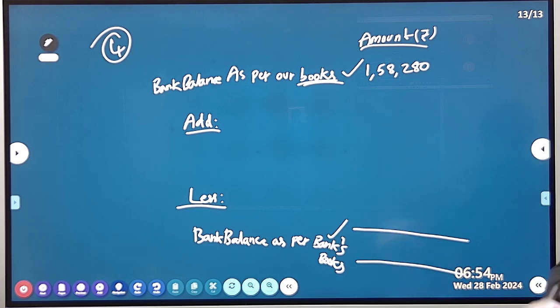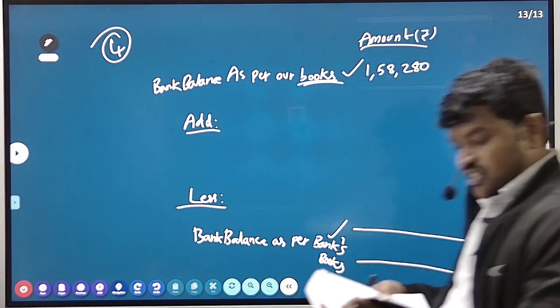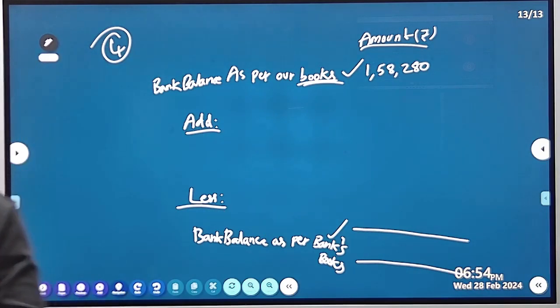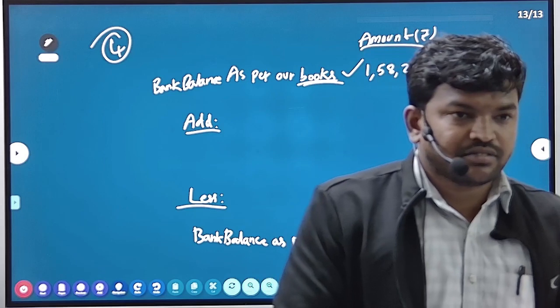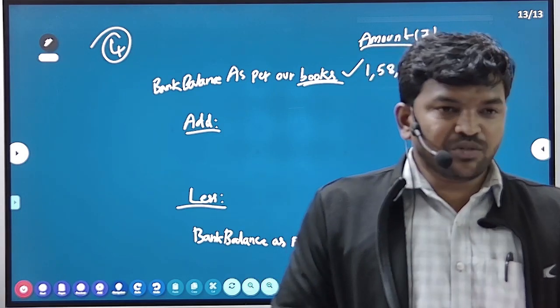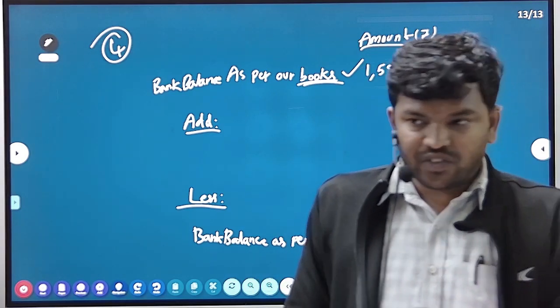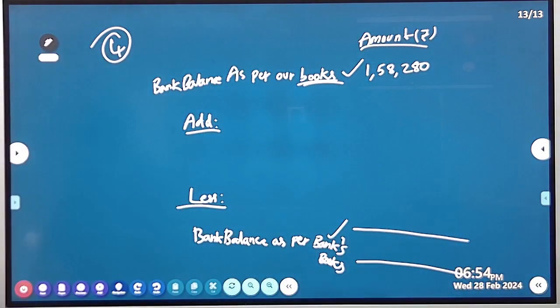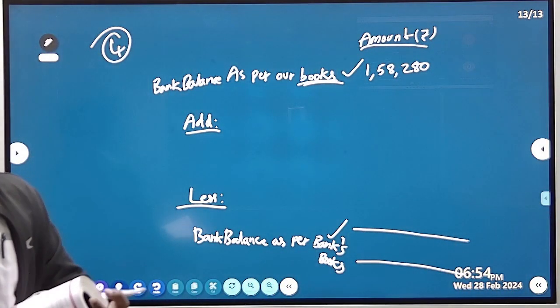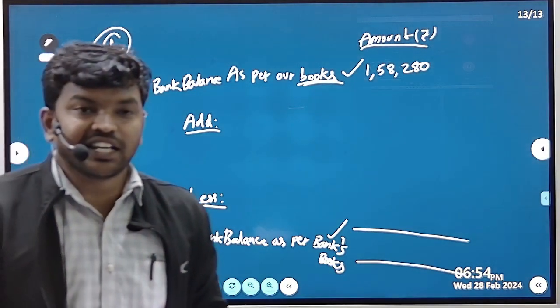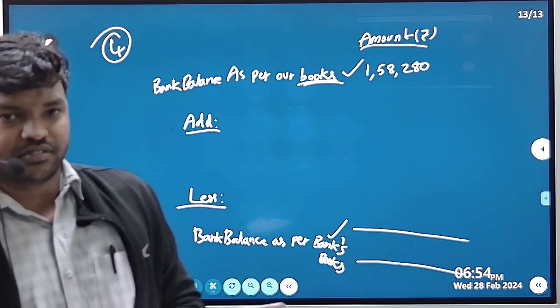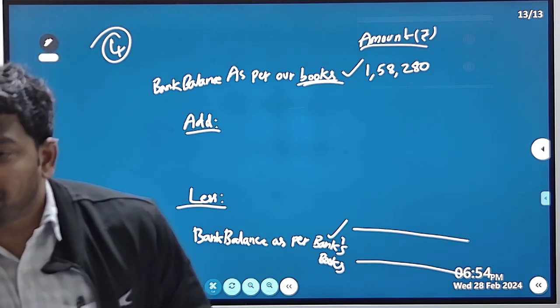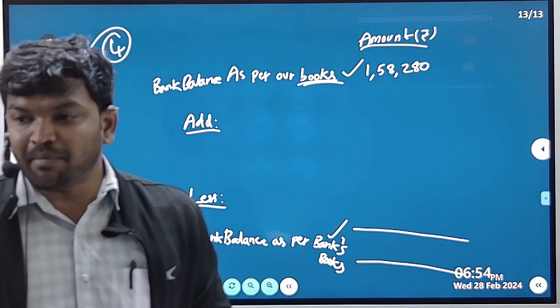So checks deposited out of 82,000 paid in by checks into the bank. This is not check payment, this is deposited into bank. Read the line once again. Into the bank, this is what? Cash deposited into the bank indirectly. Check deposited in the bank. This is not payment. Understood? This is not payment, this is check deposited in the bank.